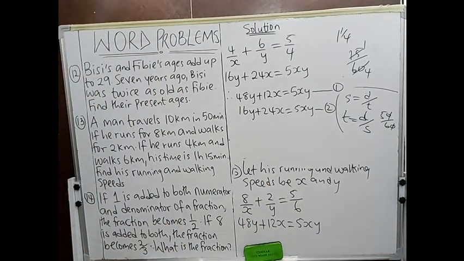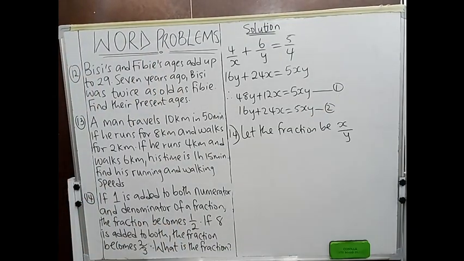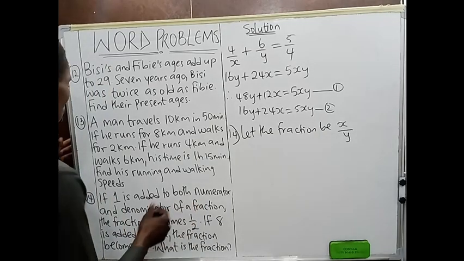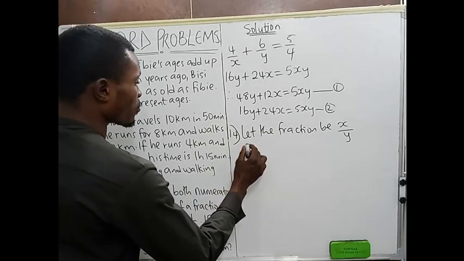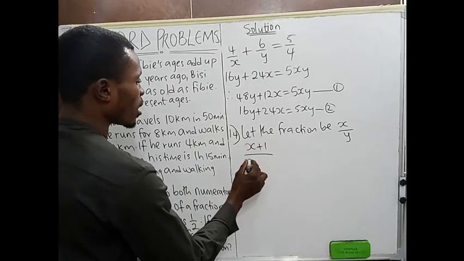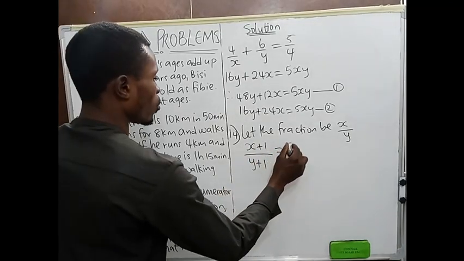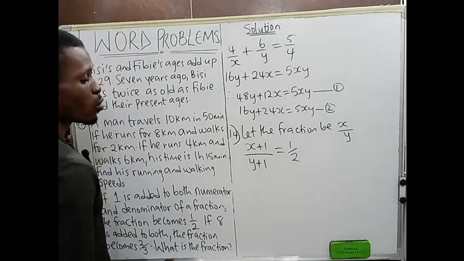Okay, we move to number 14 now. All right, for number 14, if 1 is added to both the numerator and denominator of a fraction, the fraction becomes 1 over 2. If 8 is added to both, the fraction becomes 2 over 3. What is the fraction? Let the fraction be x over y, right? The first statement, if 1 is added to both numerator and denominator, you have x plus 1 over y plus 1, right? We have 1 over 2, right?